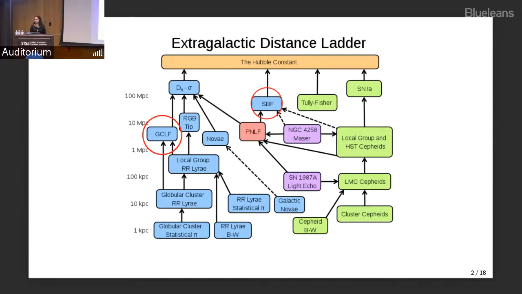The extragalactic distance ladder allows us to go from very, very local distances up to very, very far distances. And why do we care? Because having accurate distances allows us to calibrate masses, luminosities, and other quantities much more accurately. And it might also help us resolve the Hubble tension down the line. So my work focuses on these two indicators, primarily the globular cluster luminosity function, which is in about the tens of megaparsecs regime, and the surface brightness fluctuations method, which goes up to 100 megaparsecs, and we hope farther with newer surveys.